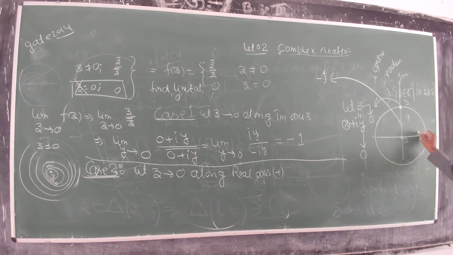If z is here, tending to 0, this is your z, right? What will be the z here? x plus i0, right? The imaginary part will be 0.